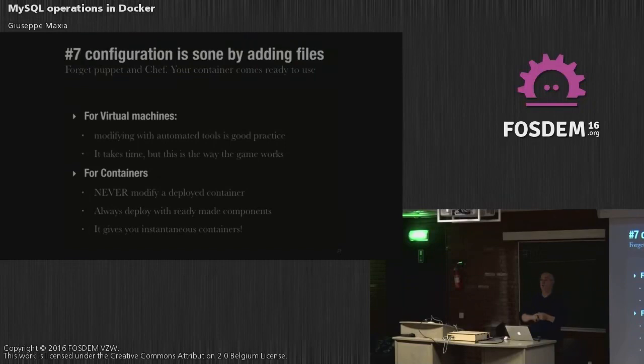Configuration does not require you to modify the container. It's not like a virtual machine where you deploy the virtual machine, then you run Puppet or Chef, and you apply a formula to do what you need to do. The container should be ready to use the moment you deploy it. And to do that, you deploy it with scripts or with orchestrators that will deploy the containers with the files that you need to have at startup. So the container will show up in the wild, ready to be used.